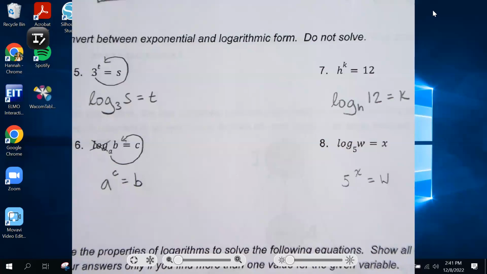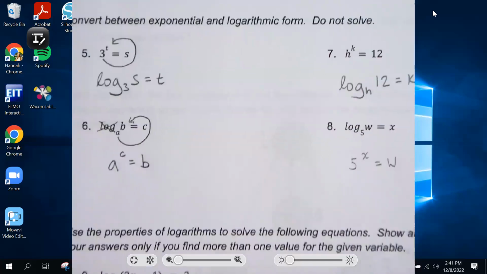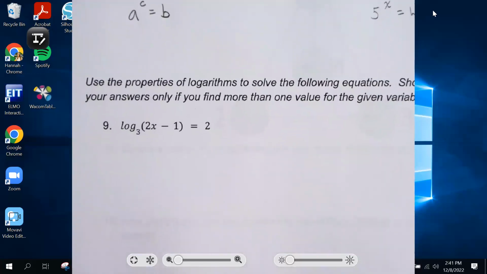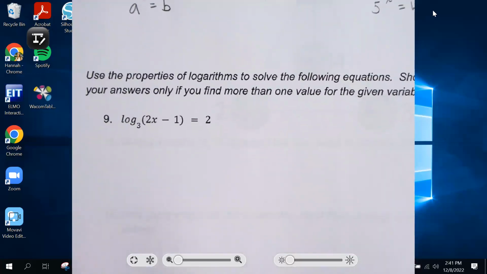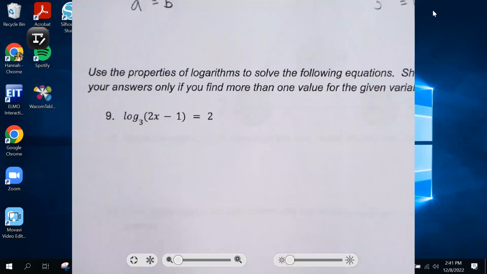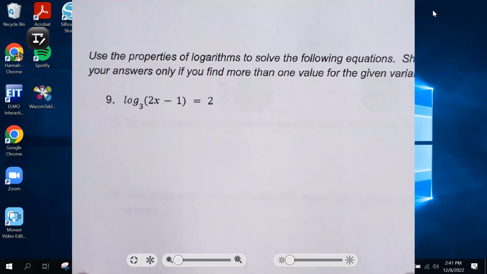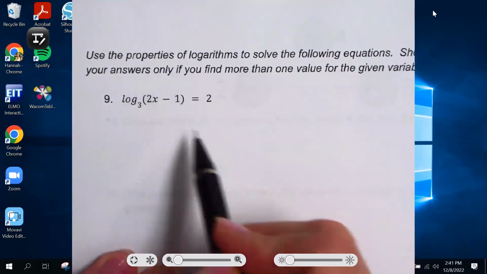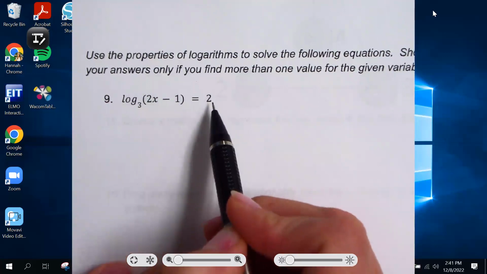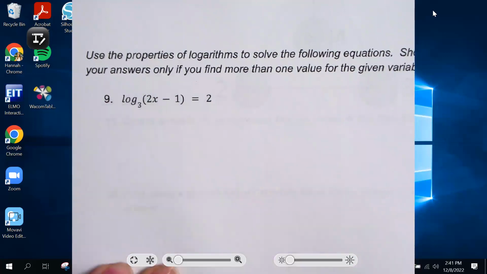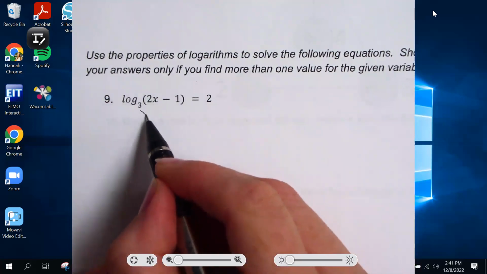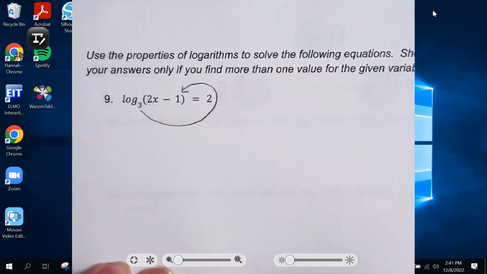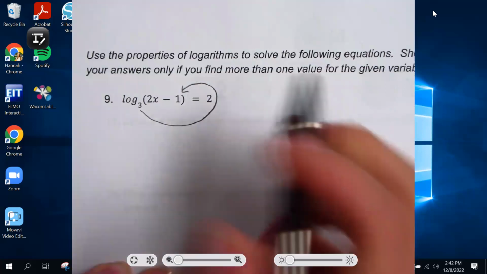Starting with number 9, you're using the properties of logarithms to solve the equations. You need to show your work, but you only have to check your answers if you get more than one answer. And that should only be on number 11. So on number 9, we have a logarithm on one side of the equal sign with just a number on the other side. To get rid of the logarithm here, we need to change to exponential form. So the same thing that we just did in numbers 6 and 8, change this to exponential form.